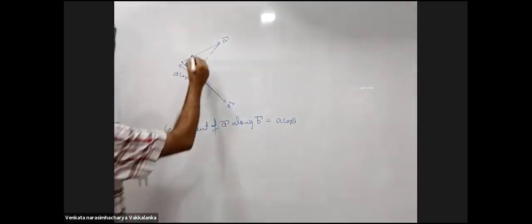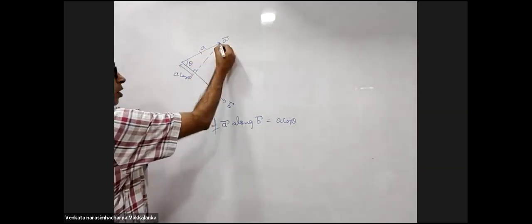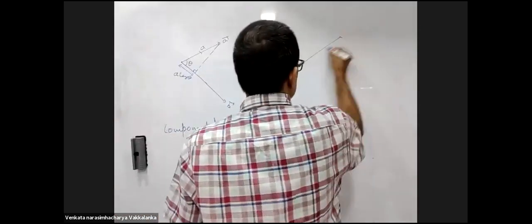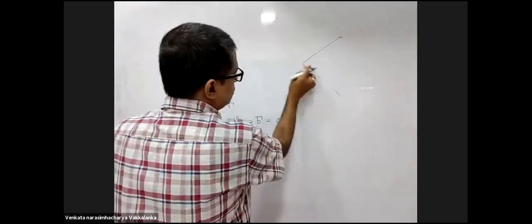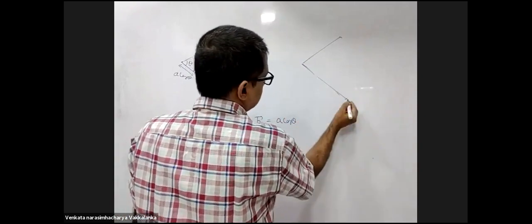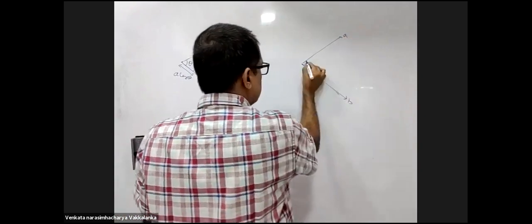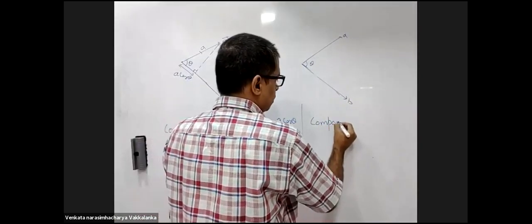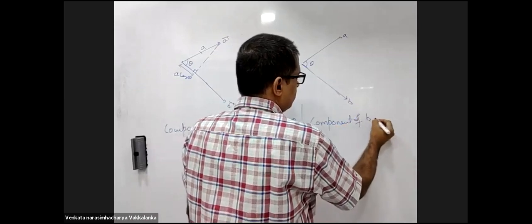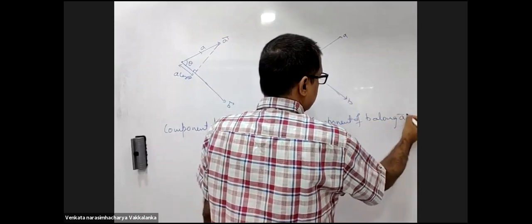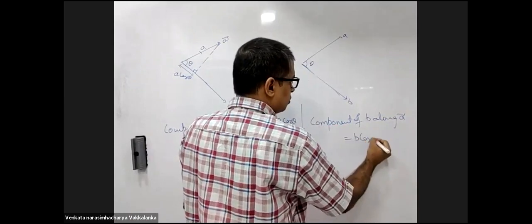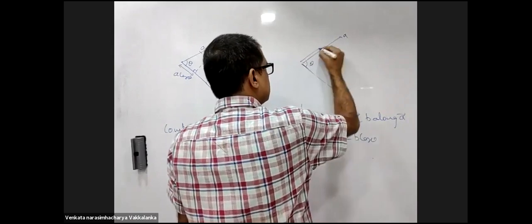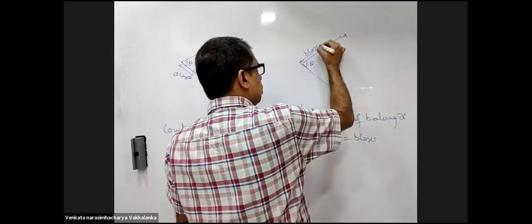Vector A is being resolved. So that should be the hypotenuse. Drop a perpendicular this way. What if I would have asked you for the reverse? This is B, this is A, angle between them is theta. Component of B along A will be B cos theta. But remember, you are dropping a perpendicular like this. This length will be B cos theta.